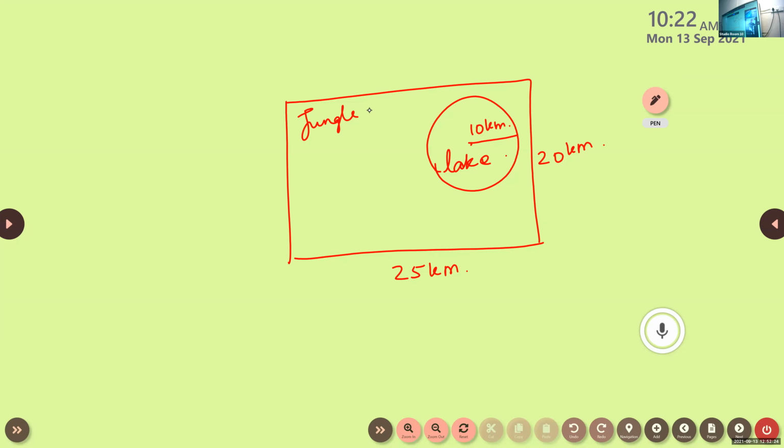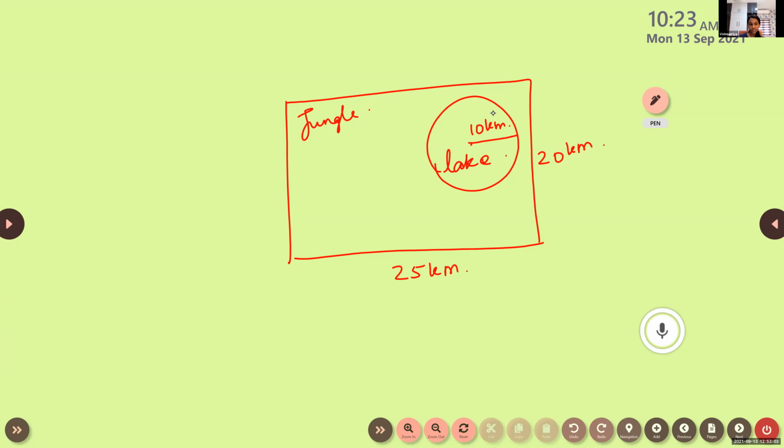What is the probability that it crashed inside the lake? How will you do this? What will be the answer? Can you give the answer?